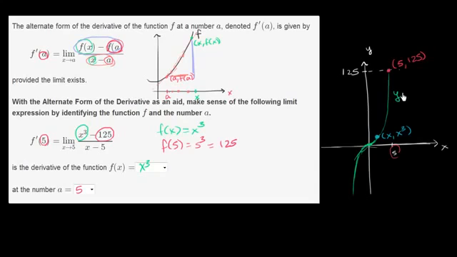And let me make it clear, this is the graph of y is equal to x to the third. And so this expression right over here is the slope between these two points. And as we take the limit as x approaches 5, as it gets closer and closer to 5, these secant lines are going to better and better approximate the slope of the tangent line at x equals 5. So the slope of the tangent line would look something like that.